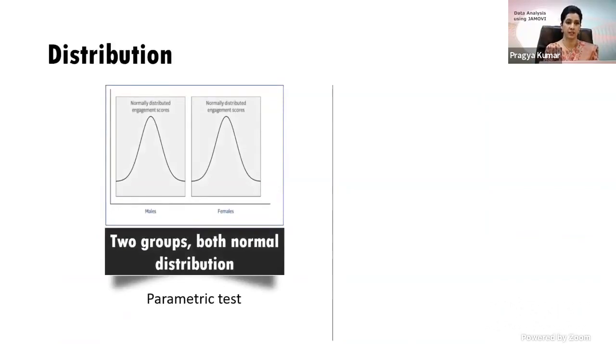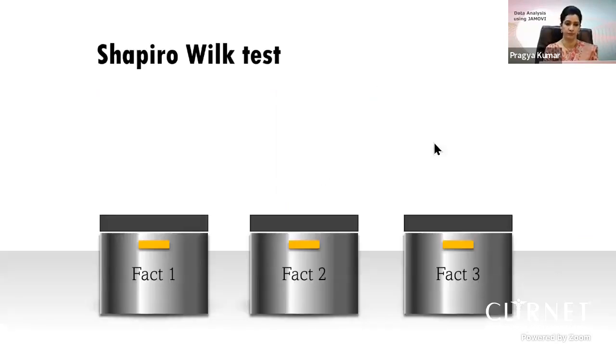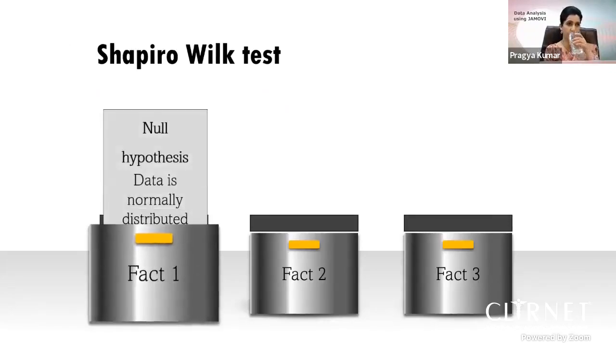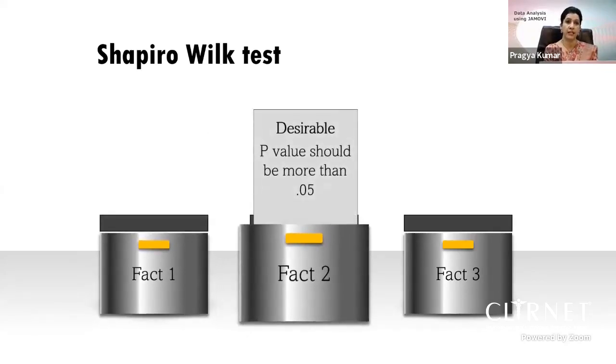You can see here that in this distribution, both are normally distributed. In this case, one is skewed and one is normal. Coming to the Shapiro-Wilk test, the null hypothesis says that the data is normally distributed. That's why if the p-value of a Shapiro-Wilk is more than 0.05, you say that the data is normally distributed. So here you want the p-value to be more than 0.05.